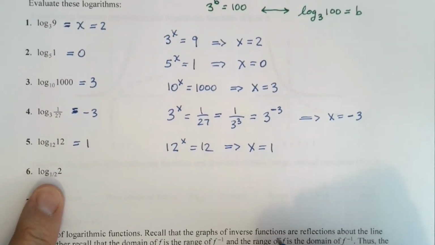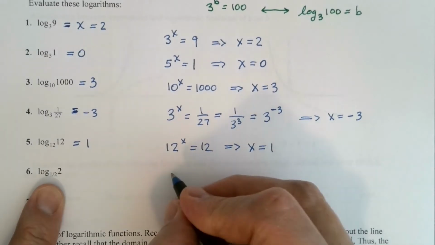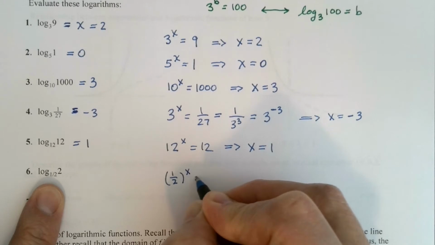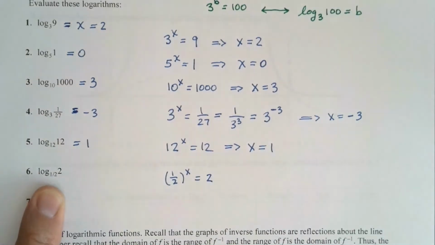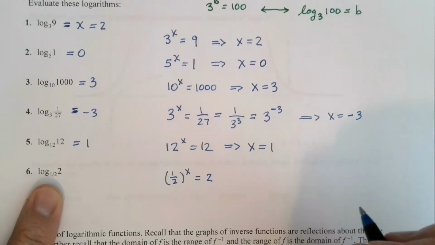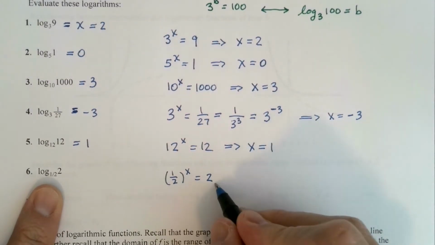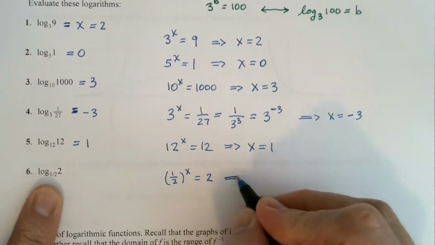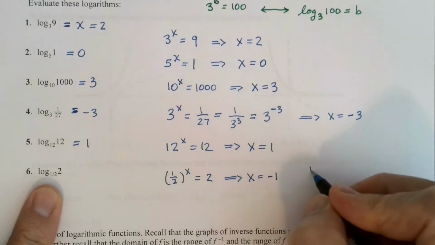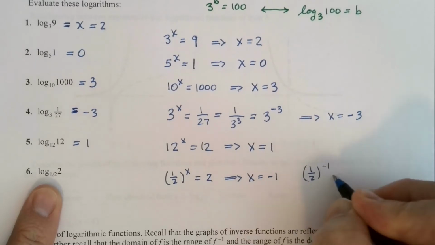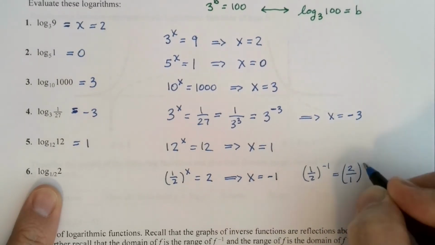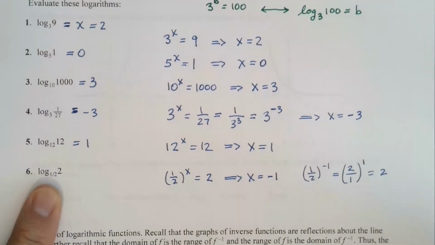What's log base 1/2 of 2? So 1/2 to some power is equal to 2. And what's that going to be? It's really 1/2 to 2 is the reciprocal. How do we get the reciprocal? Negative 1. Good. So 1/2 to the negative 1 power is 2 over 1, if you want to write it that way, to the first power, which is just 2.